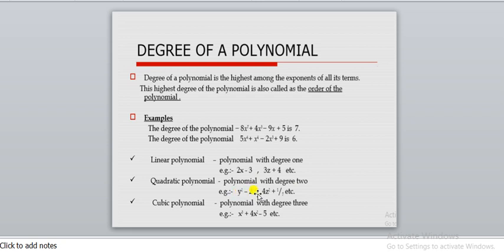Here, y square minus 2. The highest power is what? 2. So the degree is 2, so the polynomial is quadratic. Cubic polynomial is a polynomial with degree 3.